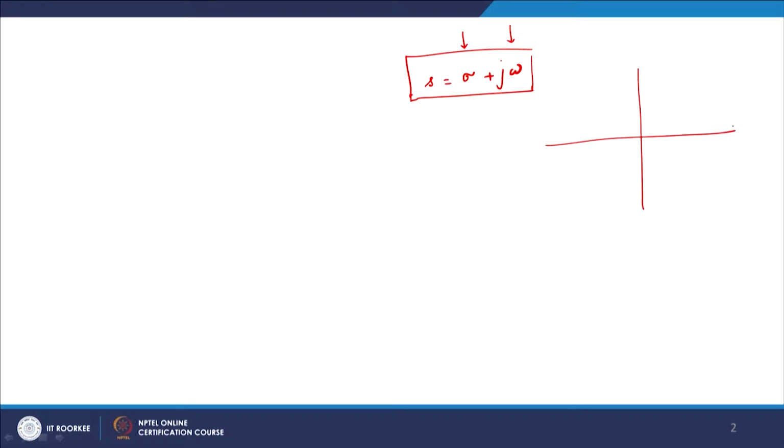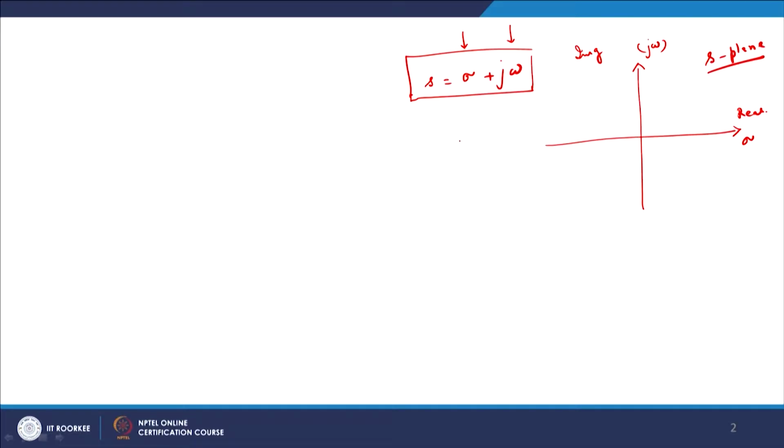Generally, S equals sigma plus j omega. So, this is what any complex quantity will consist of, a real quantity plus an imaginary quantity. Whenever you plot this, where this is the real part on the x axis and this is the j omega part, which is basically the imaginary part, then we define this to be an S plane.